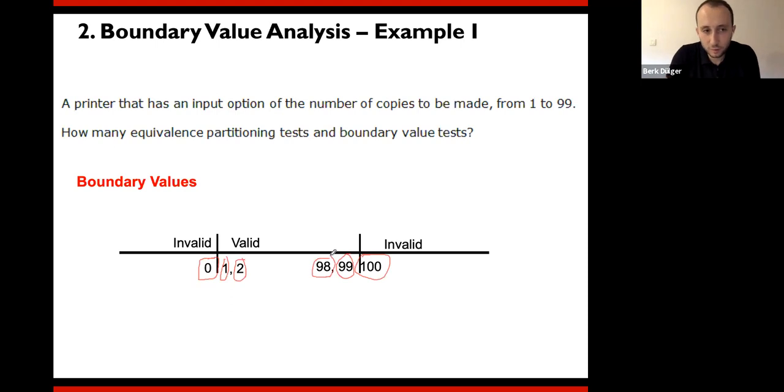Let's repeat. For 2-point boundary analysis, you need 1, 99, 0, 100. For 3-point analysis, you need 1, 99, 0, 100, 2, and 98. For 2-point, you need 4 test cases. For 3-point boundary analysis, you need 6 test cases. Okay. You are welcome, Joseph. Do you have any more questions? You have one more chat message.